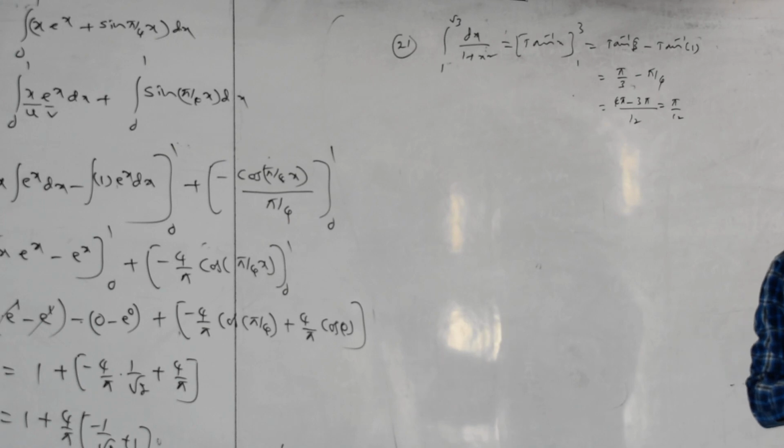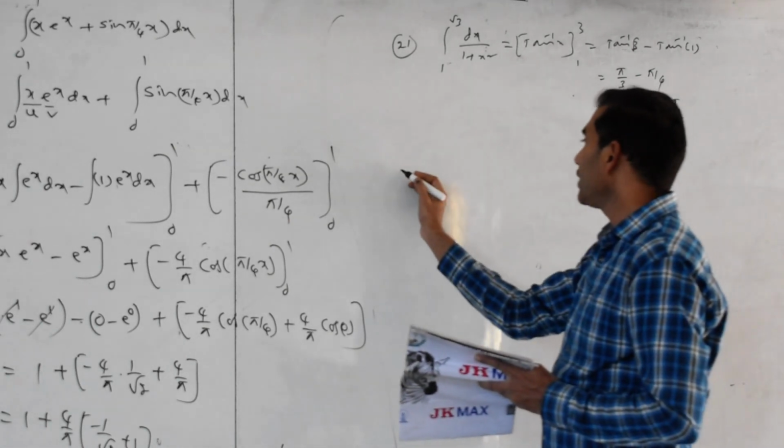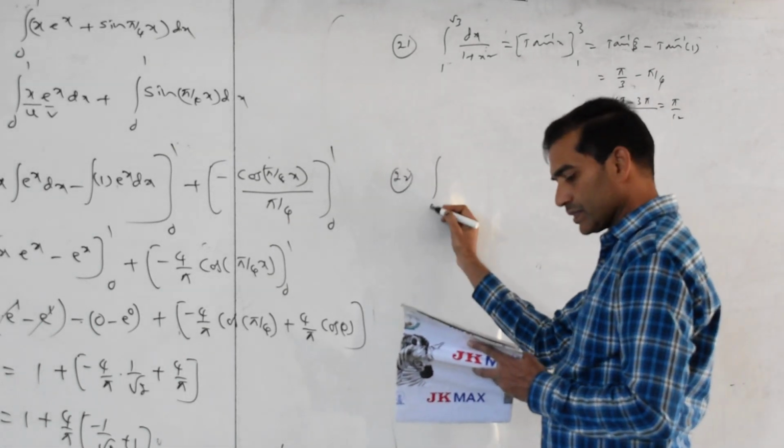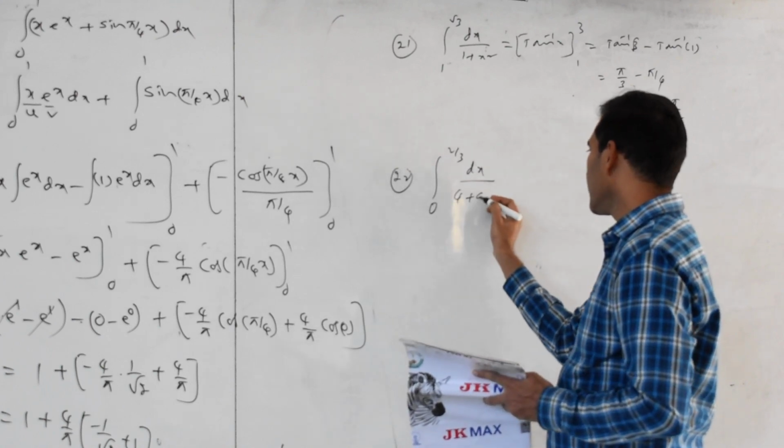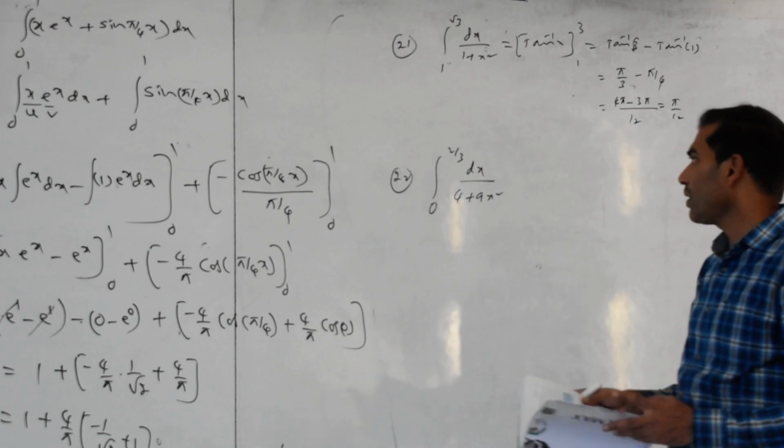Similarly, can you find 22? Question 22: integration of 0 to 2 by 3, dx by 4 plus 9x square. Which form does it contain?